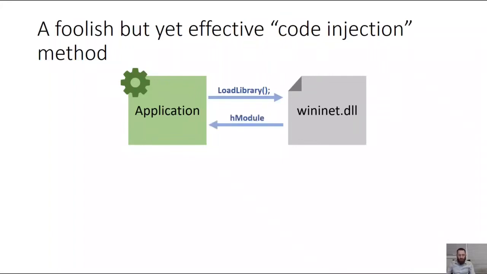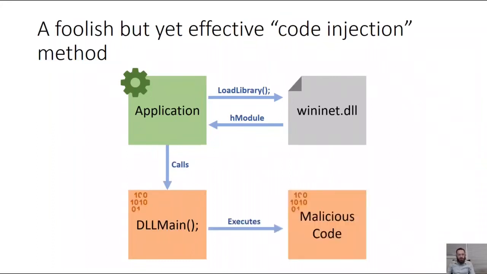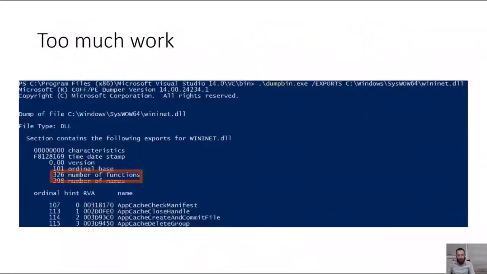We get the HMODULE back and the DLL file will be mapped into the caller's address space. A function named DllMain will soon be called, which is unsurprisingly inside the DLL binary. This function is supposed to be used for initialization of variables, but in our case we just put malicious code inside the DllMain. Unfortunately, there is one annoying thing about DLL hijacking, which is implementing all its export points.